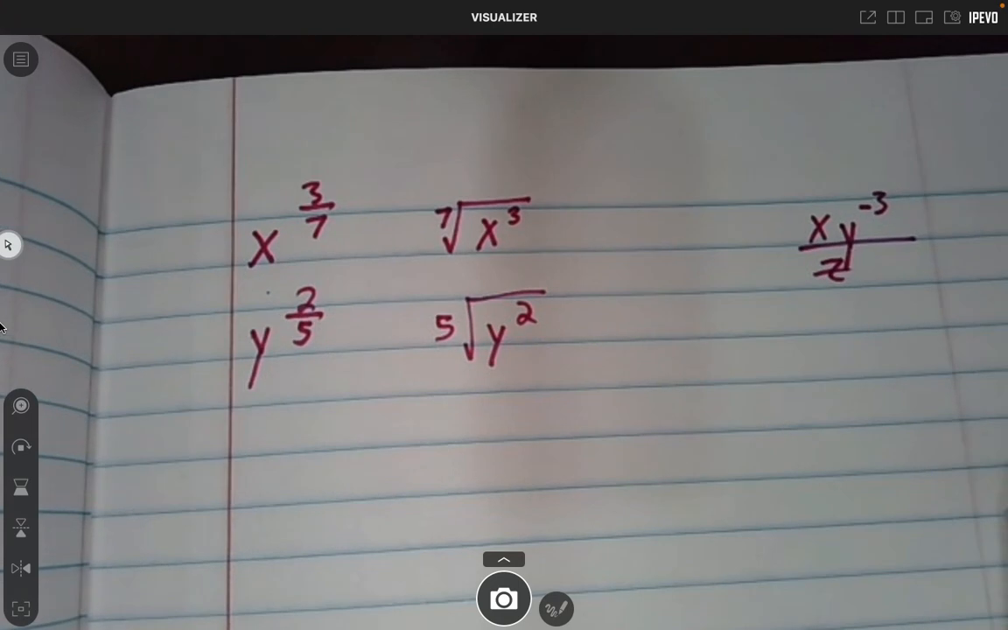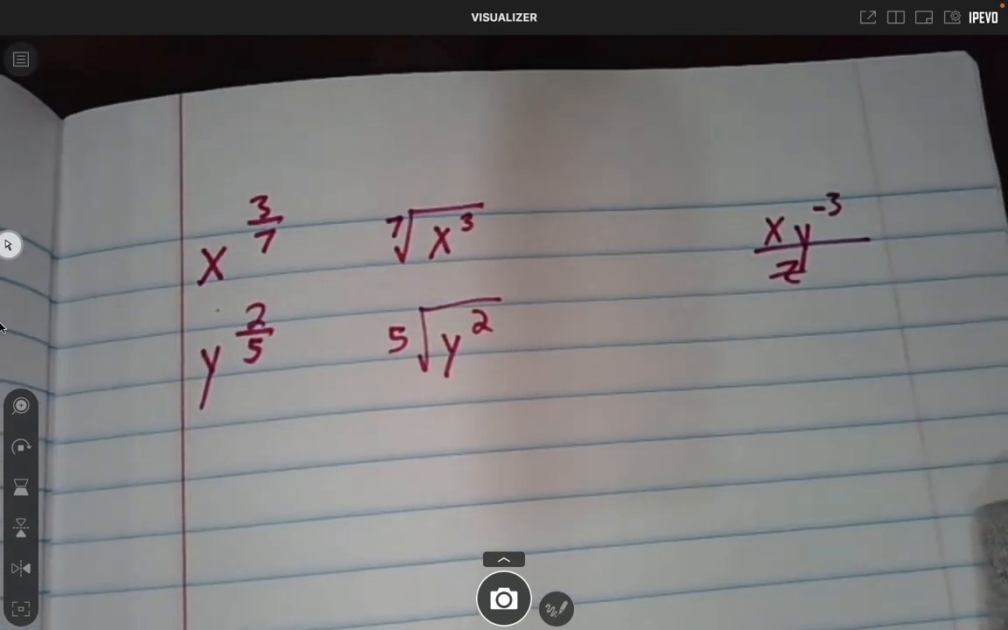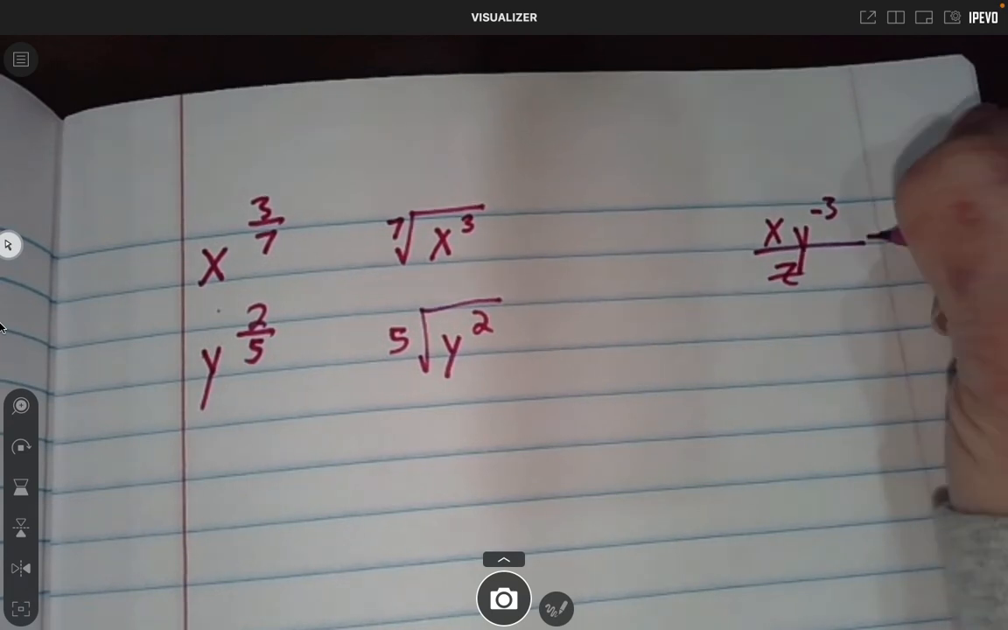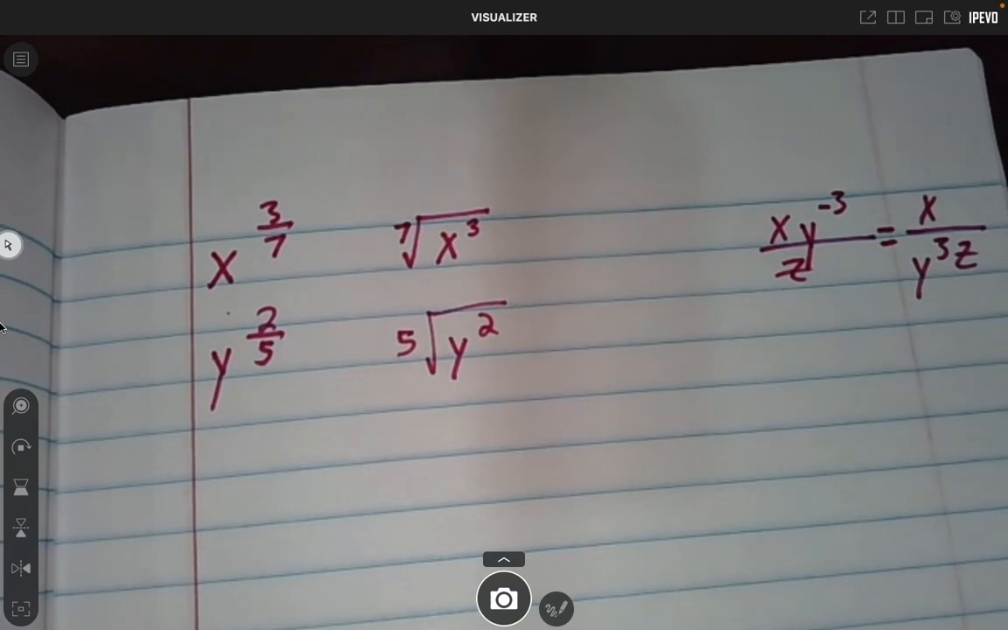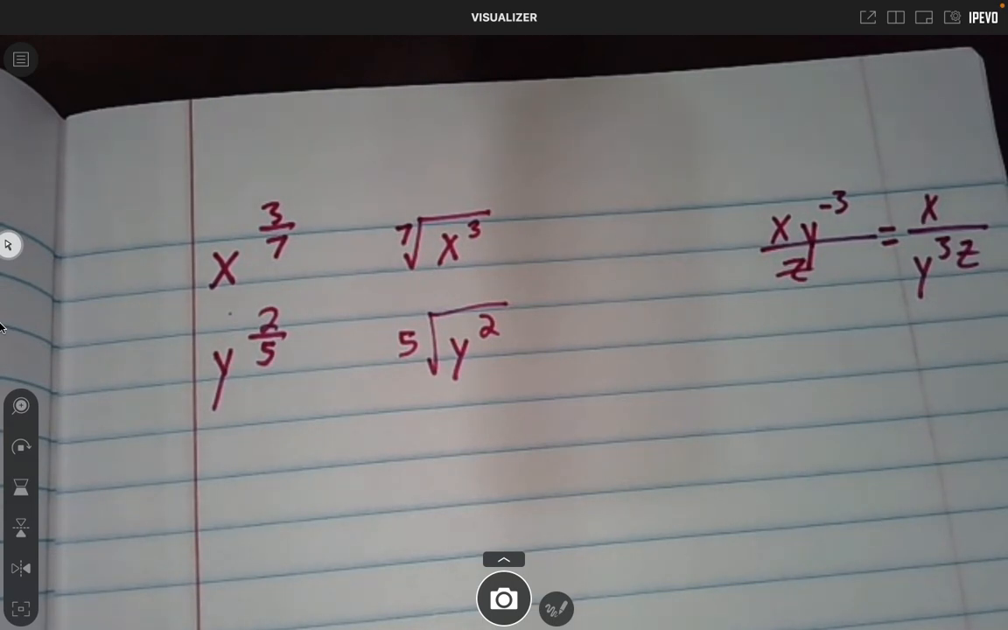Does everybody see which one is the negative exponent? The y. I don't know if y'all remember this rule. This goes way back to Algebra 1. You moved it down here, and it became positive. So anytime you have a negative exponent, you just put it in the denominator, and it becomes positive. Does that kind of make sense? Yes, no? Okay, that's a rule from a long time ago.